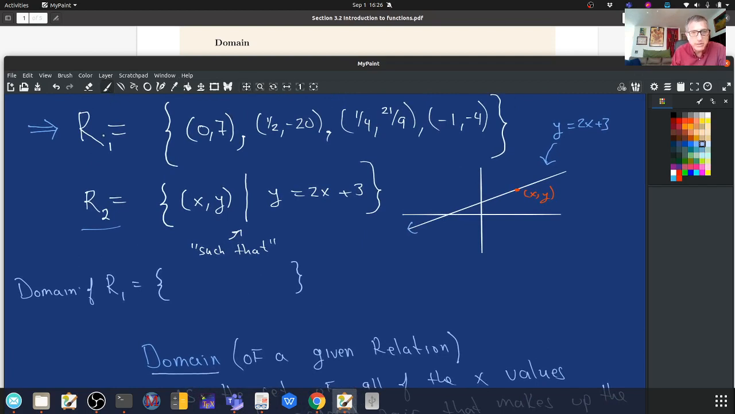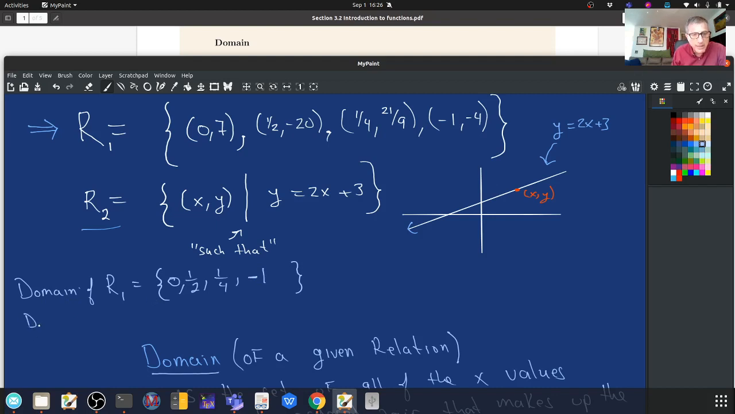So we can just simply write them here. Here's the first ordered pair, and its x value is 0. Here's the second ordered pair, and its x value is 1/2. Here's the third ordered pair, and its x value is 1/4. And the fifth ordered pair has an x value of -1. So this is the listing of the domain of R1.